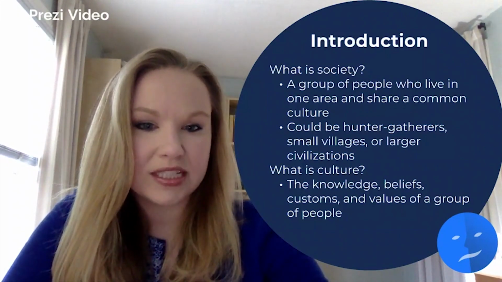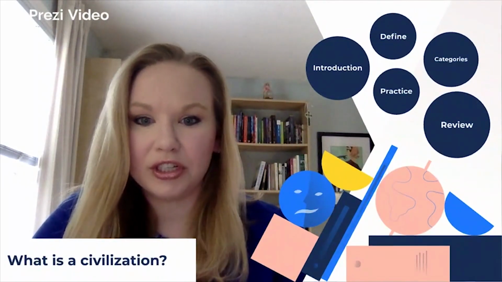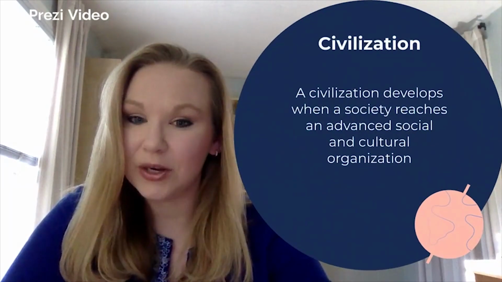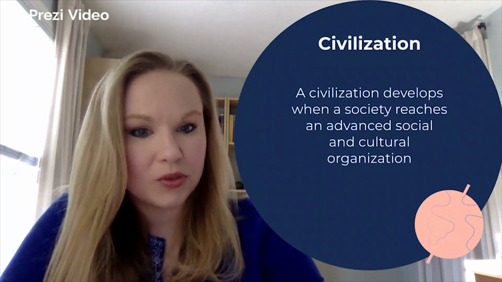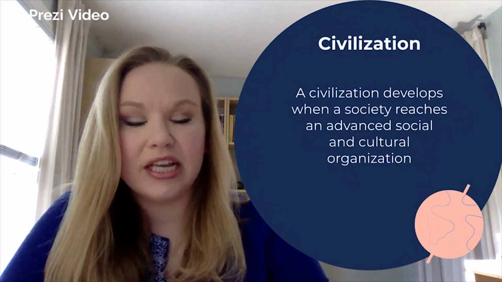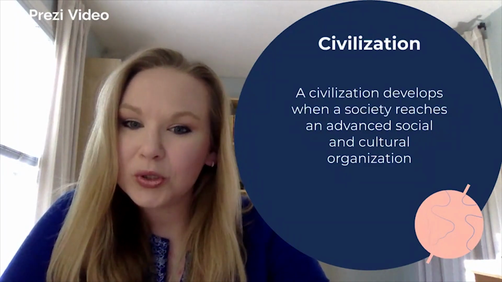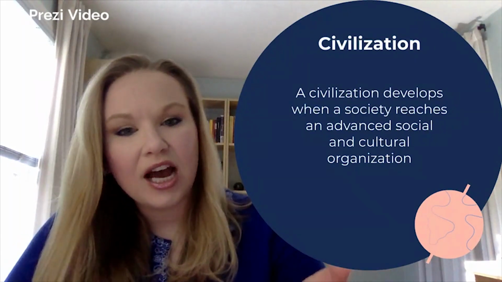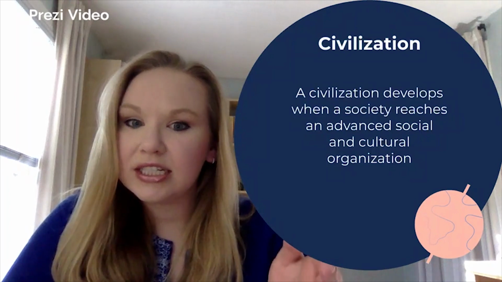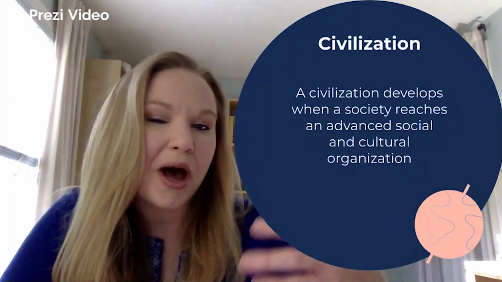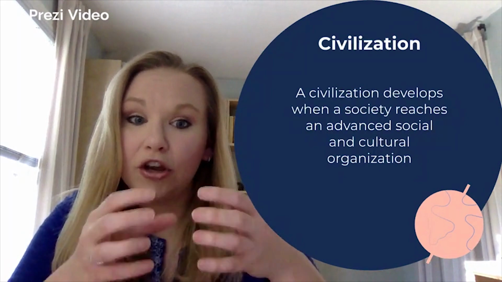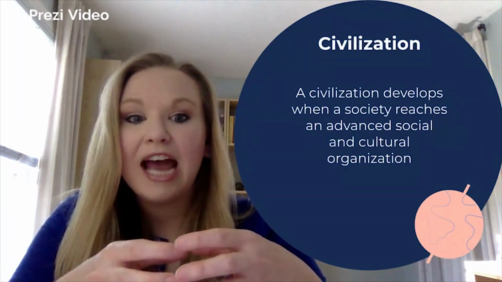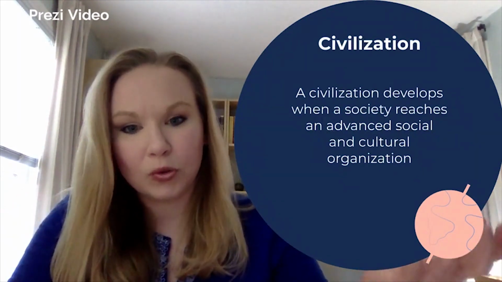Now that we've reviewed society and culture, let's take a look at what the definition of a civilization is. So, a civilization develops when a society reaches an advanced social and cultural organization. What does that actually mean? And so I think to help us, I broke a civilization down into 6 different categories that I think helps explain how a society, a group of people, can be an advanced social and cultural organization.